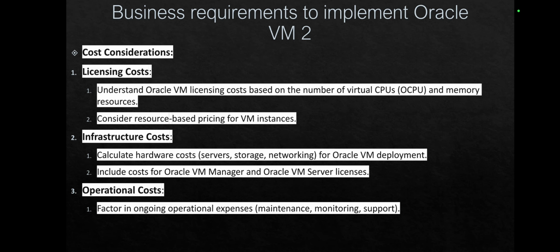Cost considerations. 1. Licensing costs. Understand Oracle VM licensing costs based on the number of virtual CPUs and memory resources. Consider resource-based pricing for VM instances. 2. Infrastructure costs. Calculate hardware costs, server, storage, networking, for Oracle VM deployment. Include costs for Oracle VM Manager and Oracle VM Server licenses. 3. Operational costs. Factor in ongoing operational expenses, maintenance, monitoring, and support.